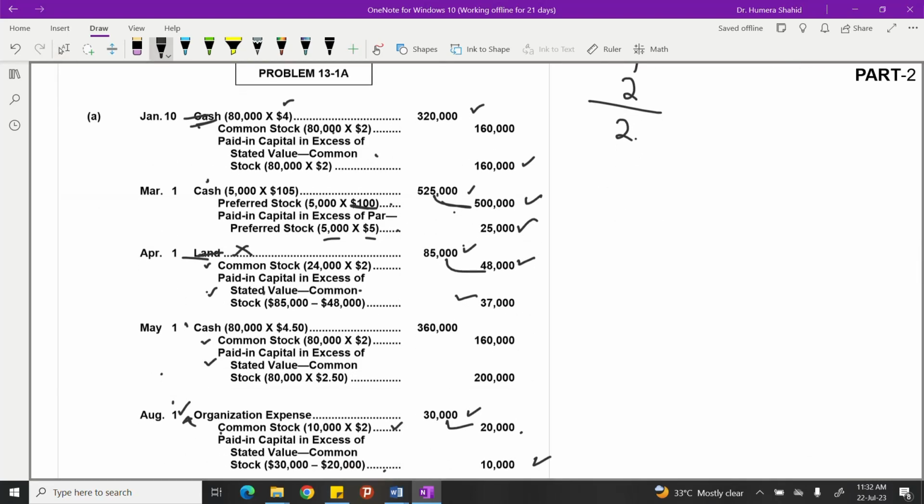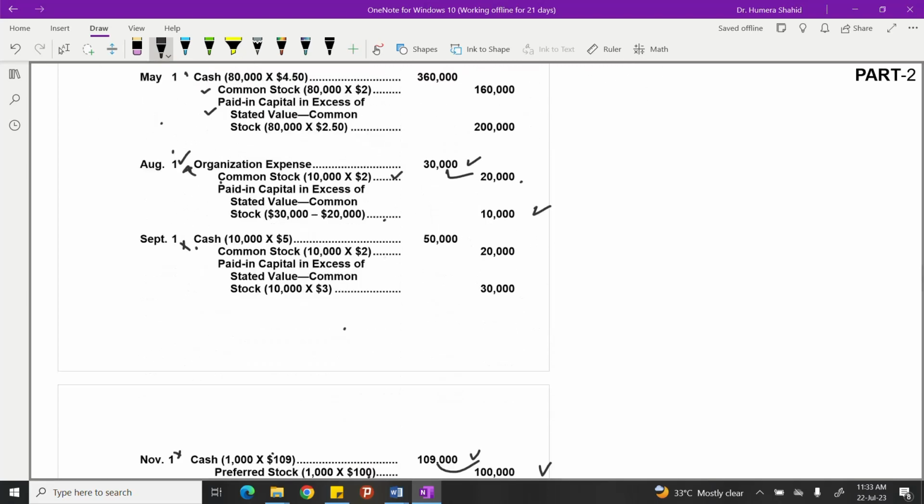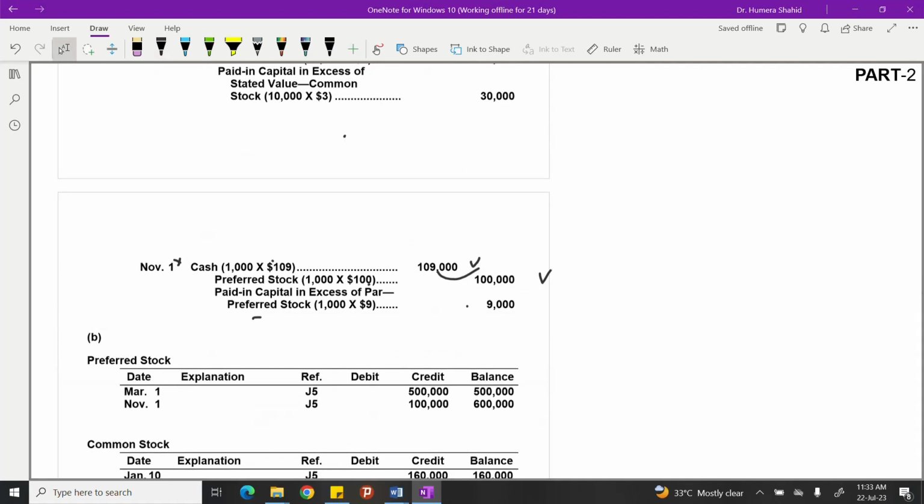So let's check our journal entry. Preferred stock is getting credit in March, so we will take it. Then preferred stock is getting credit in November, so we will also take it. So I have March 1st reference, they said use J5. There is no debit, but yes, it is getting credit 5,000. And November 1st, it is getting credit with 100,000. So I put them. My ending balance becomes 600,000. Just like you learn how to prepare the ledgers, it's the same way we are preparing the ledgers.